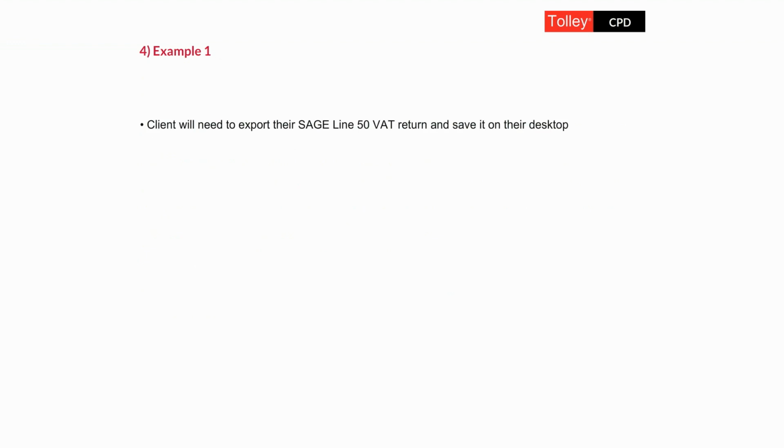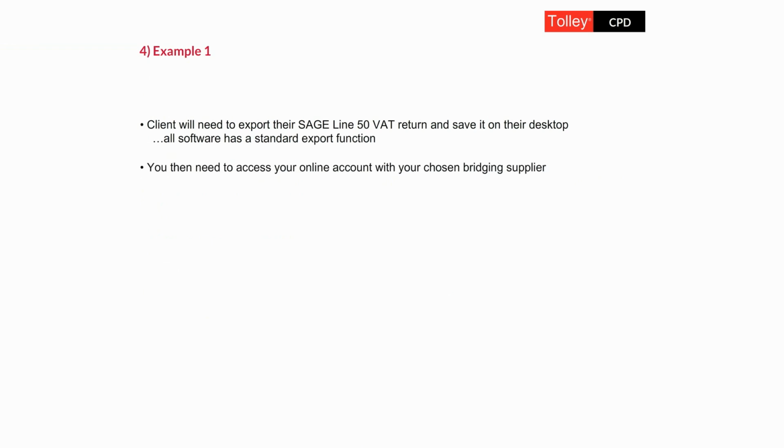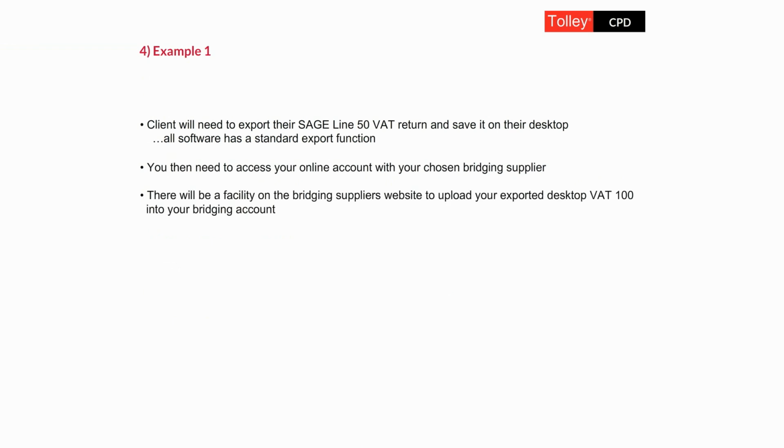Now, the client will need to export their Sage Line 50 VAT return and save it on their desktop. All software has a standard export function for their VAT return. You'll then need to access, via the internet, your online account with your chosen bridging supplier. Once you're on that bridging supplier's website and logged into your account, you'll have an upload option. And then you upload your saved desktop VAT 100, the one you exported.